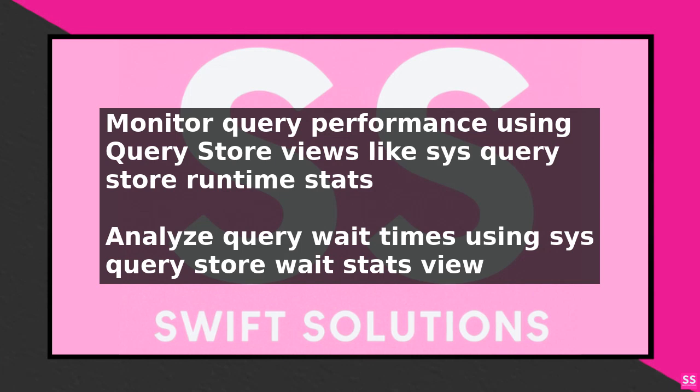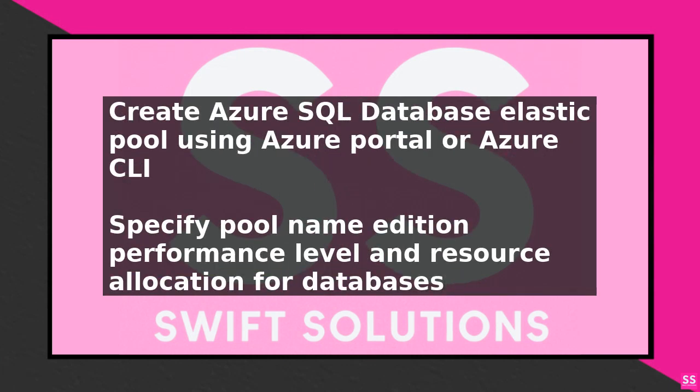To scale out your Azure SQL database, use the Azure SQL Database Elastic Pool feature. This feature allows you to create a pool of databases that share a set of resources, such as CPU and memory. To create an elastic pool, use the Azure portal or the Azure CLI.